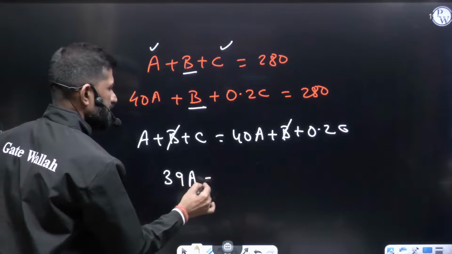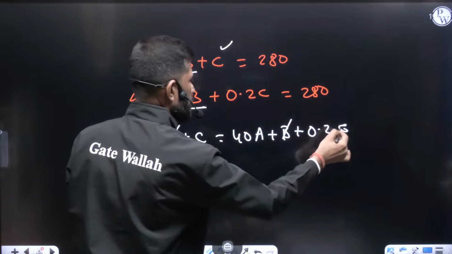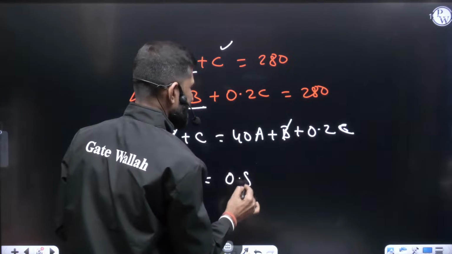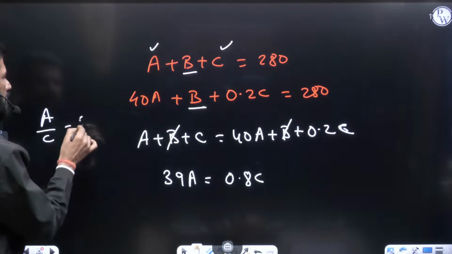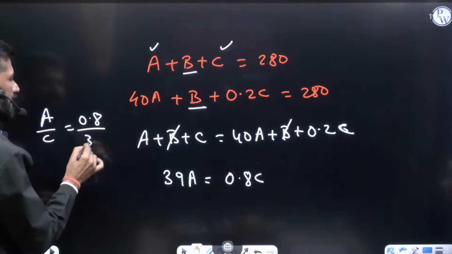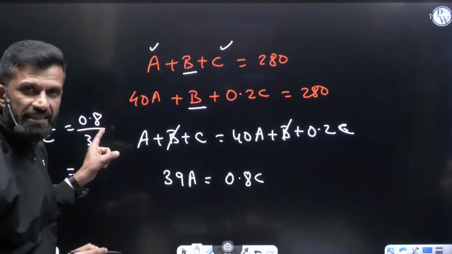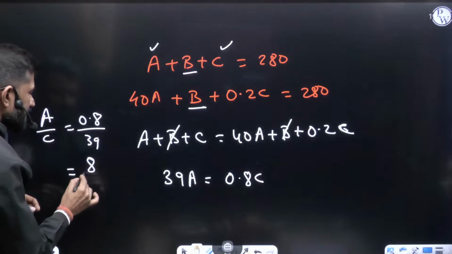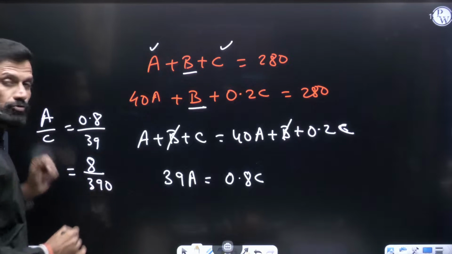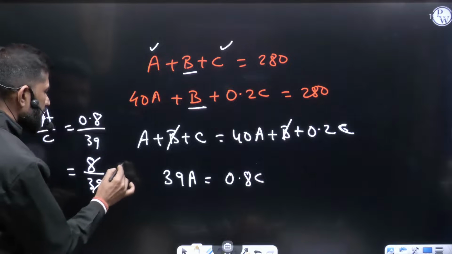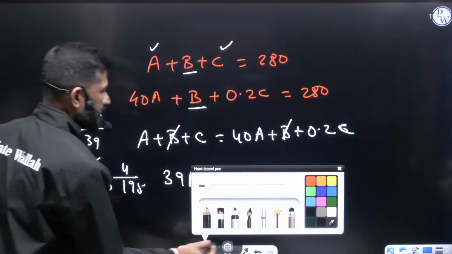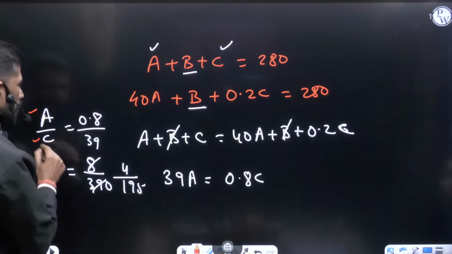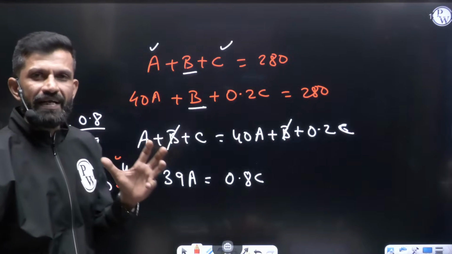39A is equal to C minus 0.2C, which becomes 0.8C. So what is the A by C value? It will come 0.8 by 39, which if you remove the decimal can be written as 8 by 390. The A to C ratio, if you cancel, comes to 4 by 195. Means A and C you have to mix in the ratio of 4 is to 195.